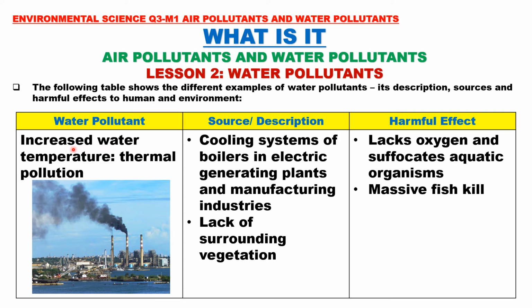Next, increased water temperature or thermal pollution. So sources: cooling systems of boilers in electric generating plants and manufacturing industries, lack of surrounding vegetation. So harmful effect: lacks oxygen and suffocates aquatic organisms. It can also cause massive fish kill.